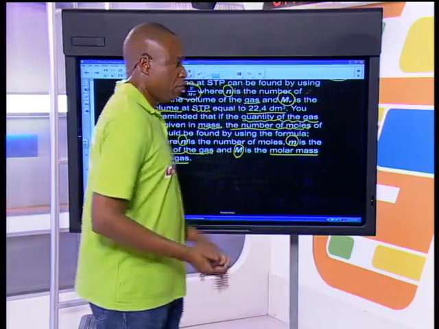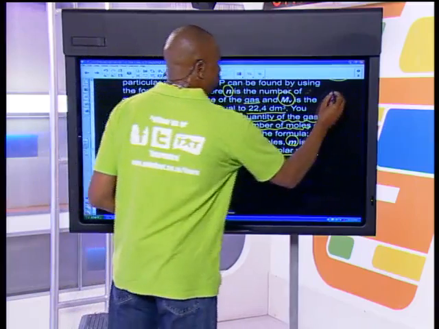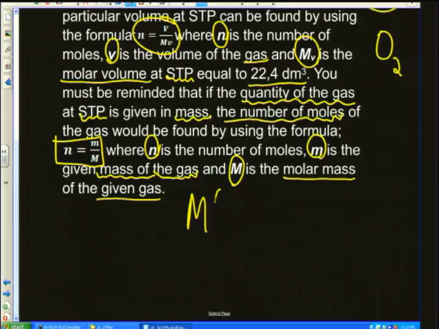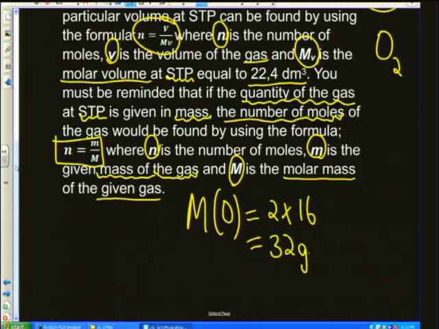For example, if I want to get the molar mass of oxygen, I would say the molar mass of oxygen will be equal to 2 times 16, because every atom of oxygen has 16 grams. So 2 times 16 is equal to 32, and we say this is 32 grams per mole. That is what we call the molar mass.